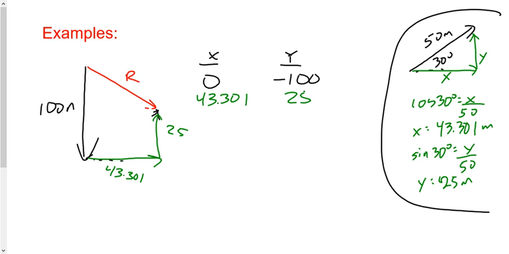Now, some people might say 43 and 0, and then 0 and 25, kind of turn it into 3 vectors. That's okay. Or you can just say the 43 and the 25 are one vector, with the x component 43 and the y component 25. Doesn't matter, it gives you the same thing. Let's add these up. 43.301 and negative 75. Let's redraw it.